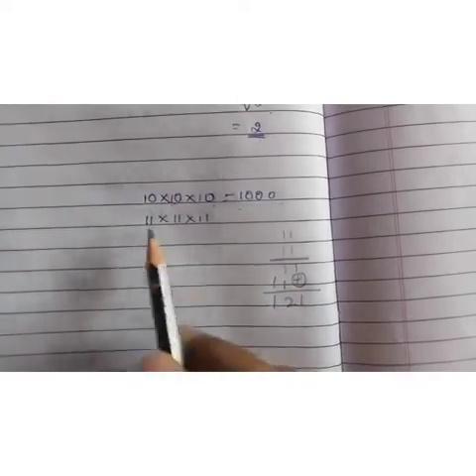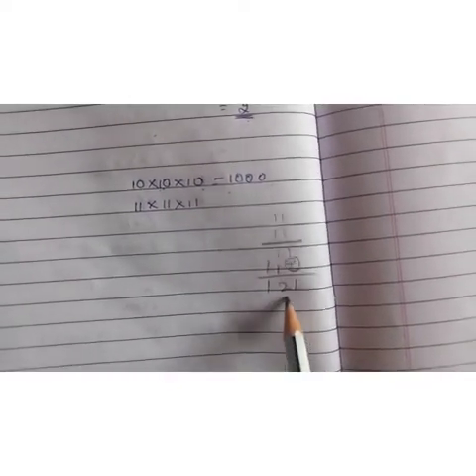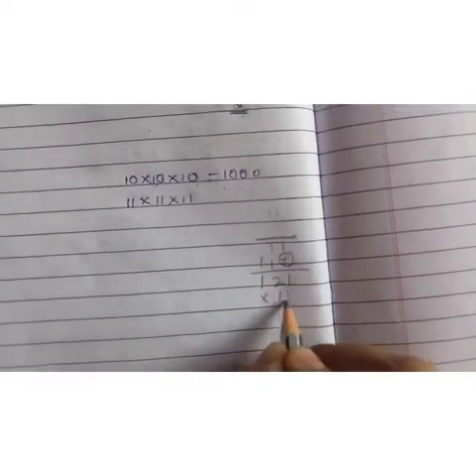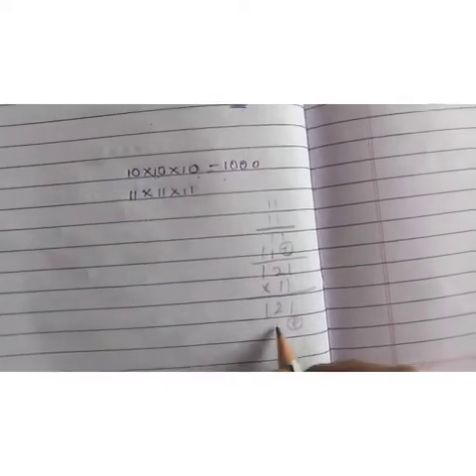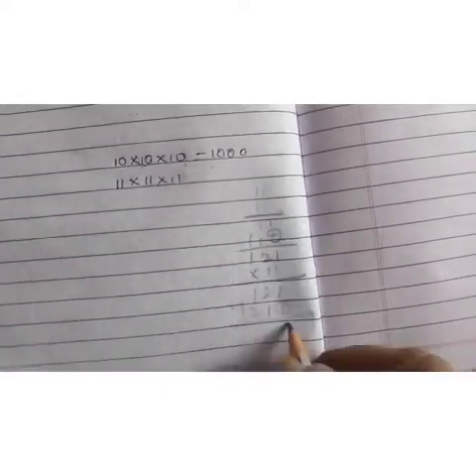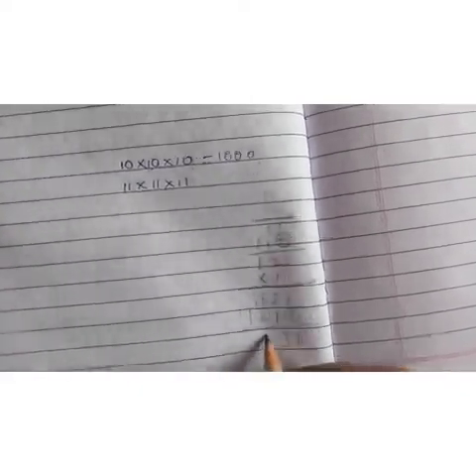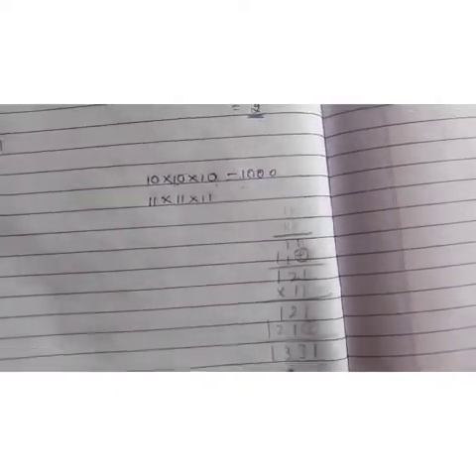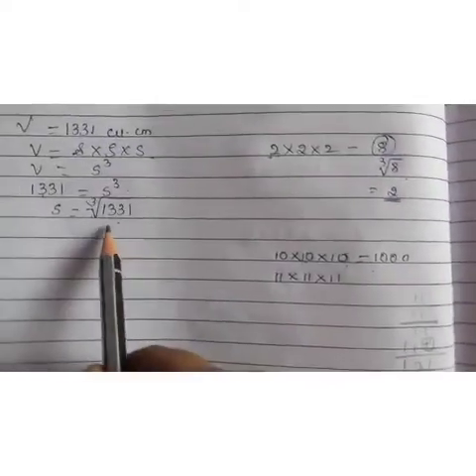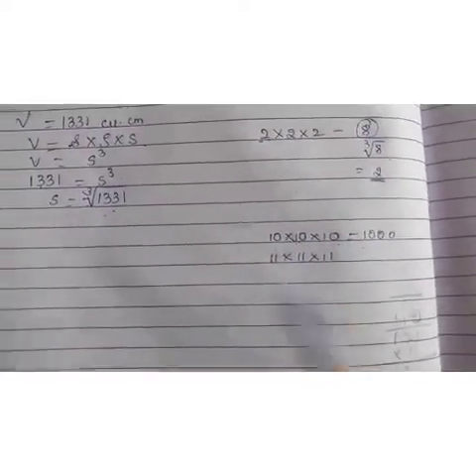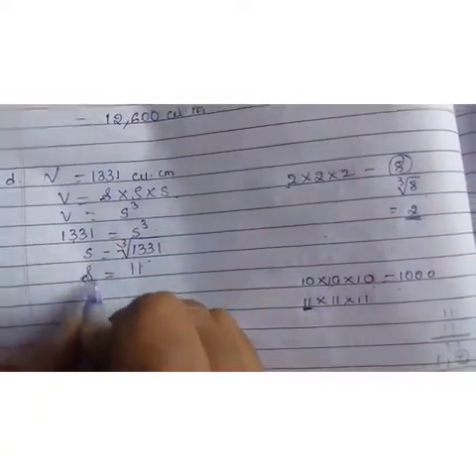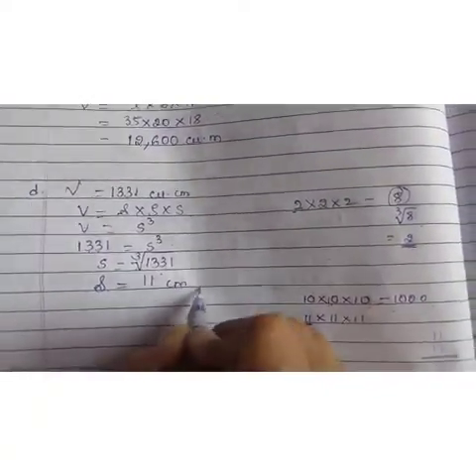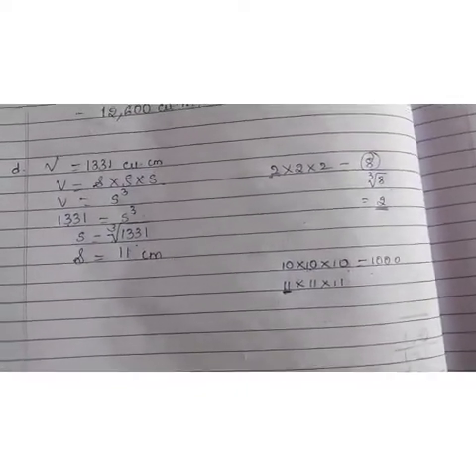I have done the rough work here. 11 into 11, I got the answer 121. So again into 11, 1 one is 1, 1 two is 2, 1 one is 1. Again 1 2 1. 1 as it is, 2 plus 1 is 3, 1 plus 2 is 3 and this one same. I got the answer 1331. Is it the same digit? Yes. So this 11 is called the cube root of 1331. So you can write side is equal to 11 centimeters. Is it clear, children? Okay.